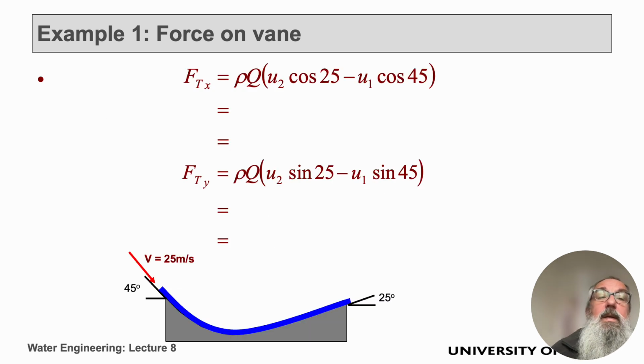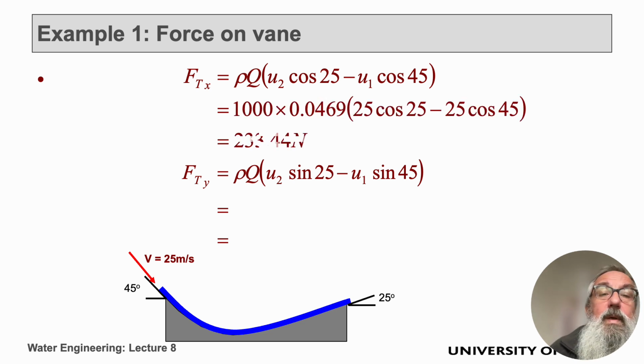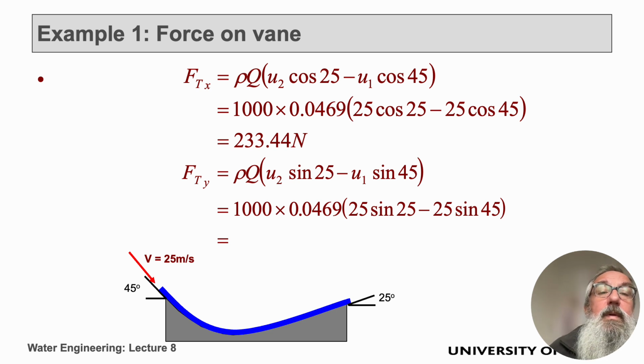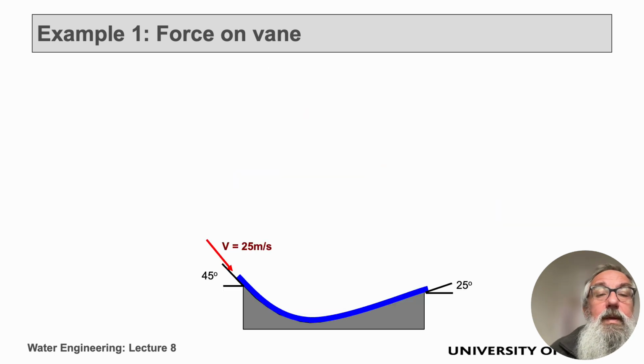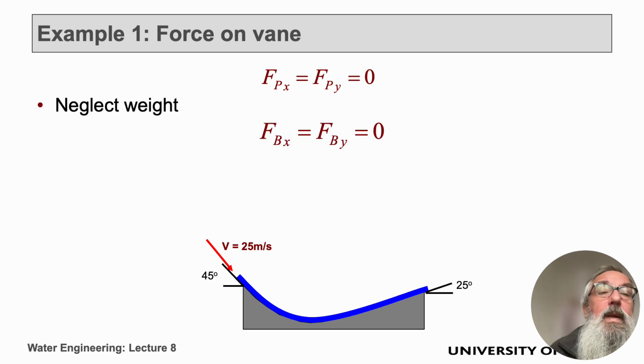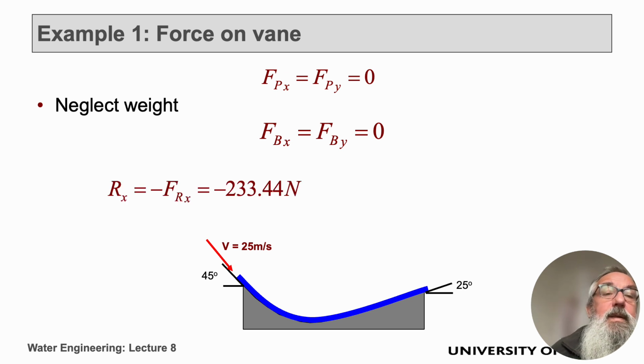Let's simply calculate the total forces by putting our numbers into the equations. We get 33 newtons in the x direction, 1,324 newtons in the y direction. So this is turning it and forcing it in that direction. Pressure forces are equal and 0 because the pressure is atmospheric and the areas are equal. Neglect weight, small volume of fluid, so we're going to neglect it in this case.